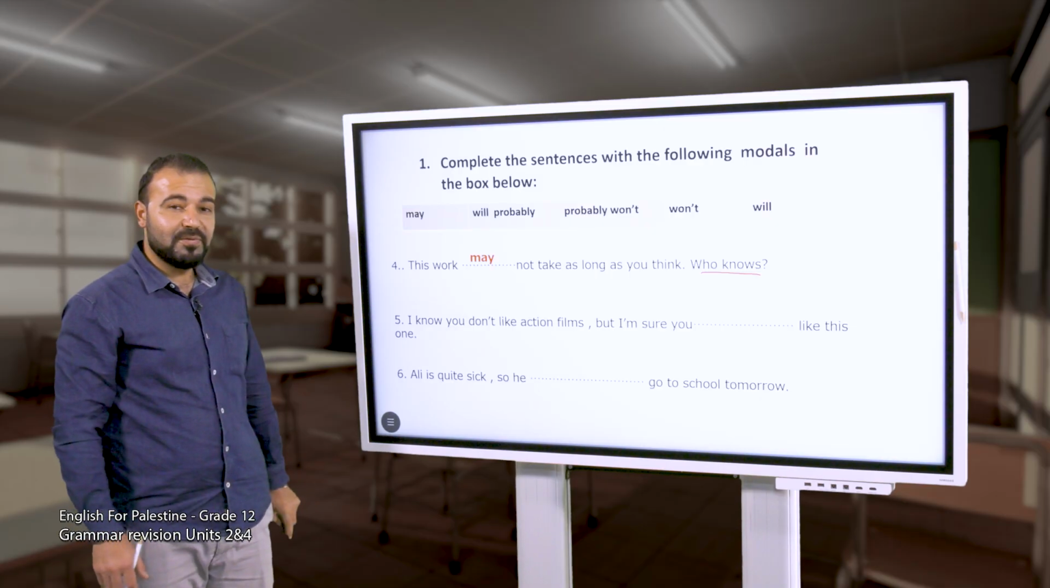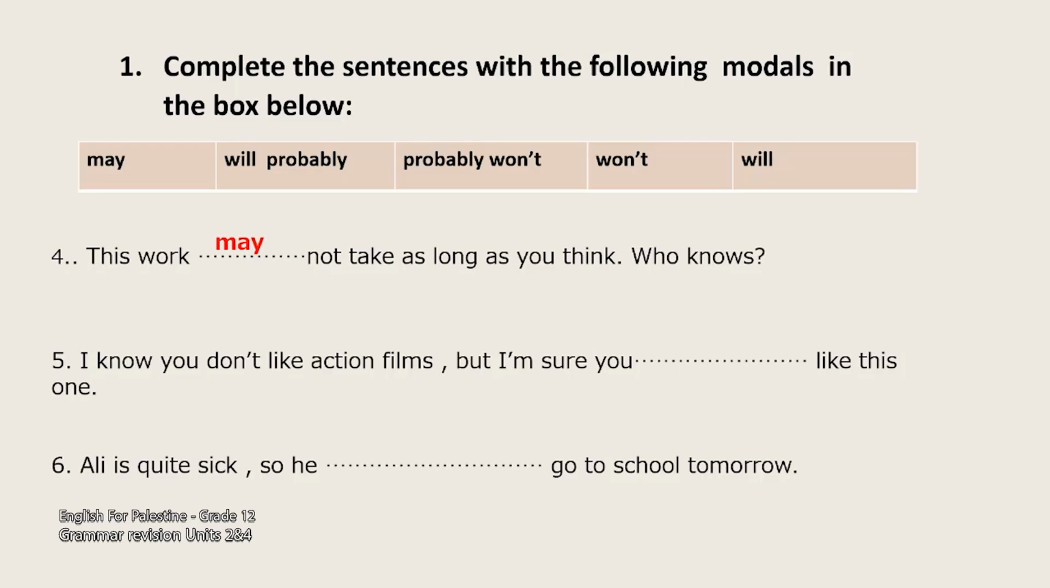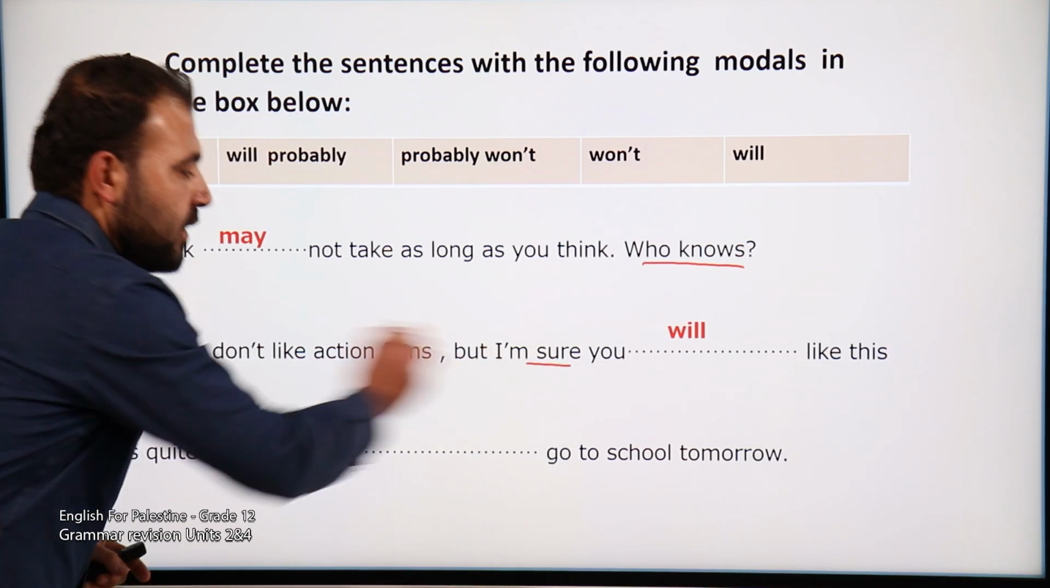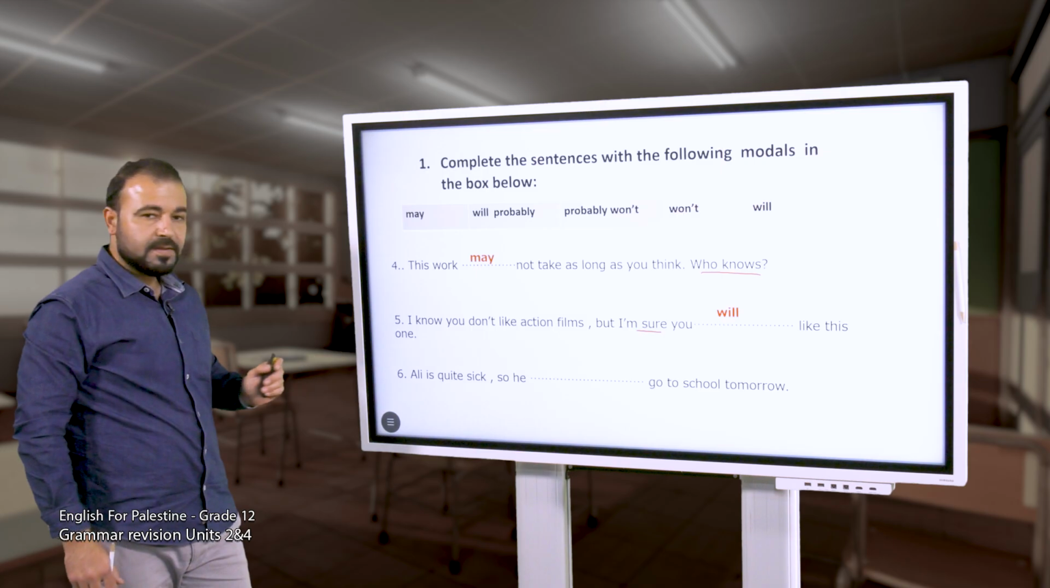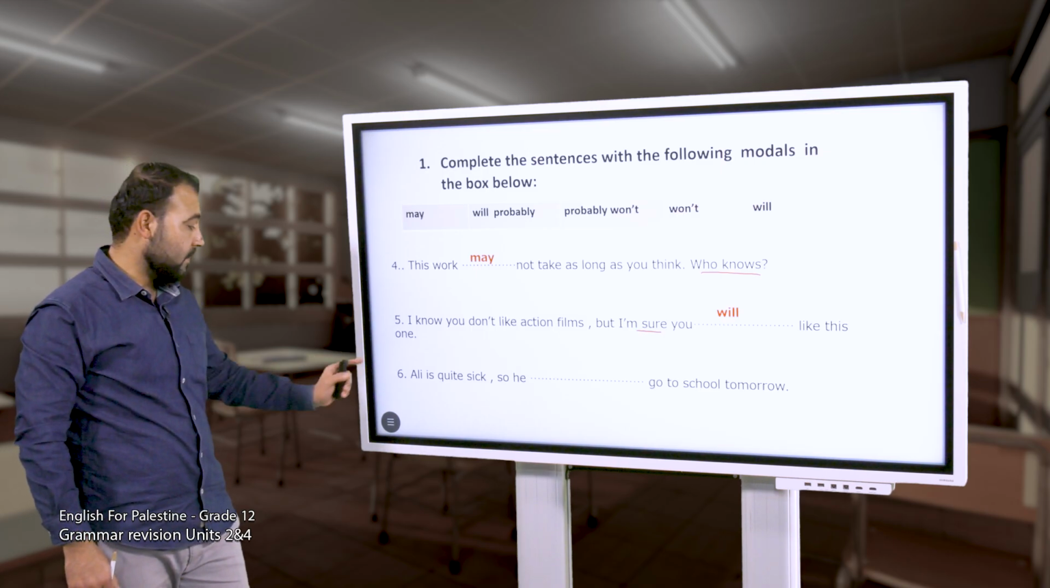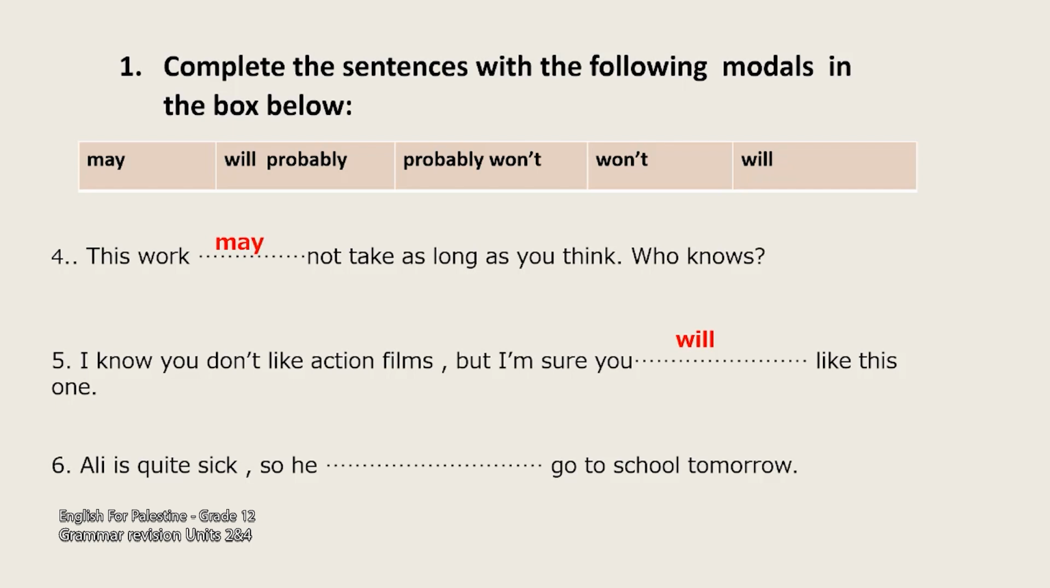Sentence number 5. I know you don't like action films, but I'm sure you blank like this one. You will, because sure. Sentence number 6. Ali is quite sick, so he blank go to school tomorrow. Probably won't. So he probably won't go to school tomorrow.